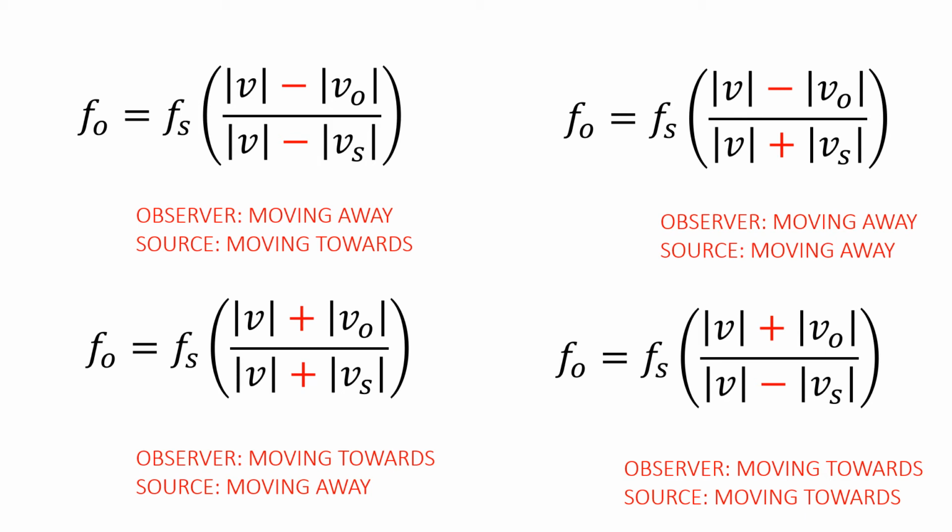So this slide shows the different scenarios and which sign to use when both the source and the observer are moving. But there can also be just the source or the observer moving, and in that case you would just put a 0 in for the velocity of what isn't moving, and the sign won't really matter since it's changing the velocity by 0 either way.